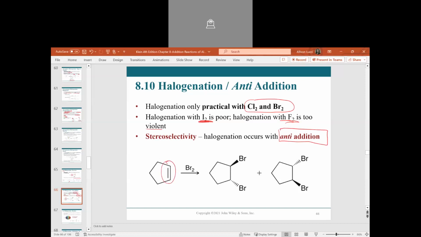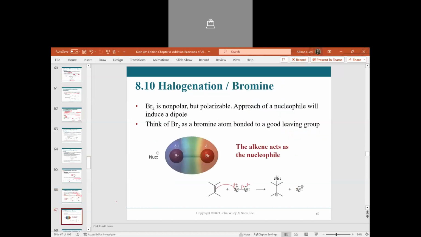So at our pi bond, we see one addition on a wedge and one on a dash, and then vice versa, one on a dash, one on a wedge. So we're going to end up with anti-addition. Br2, we know, is nonpolar, because it's the same atom bonded to the same atom. Therefore, they have equal electronegativity values, so we will call this a nonpolar covalent bond.